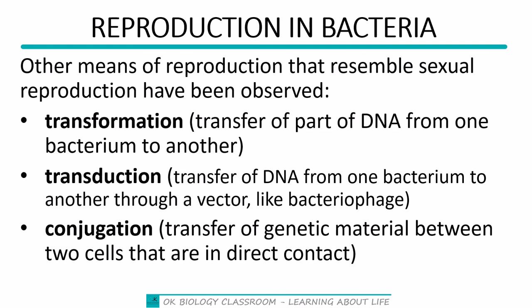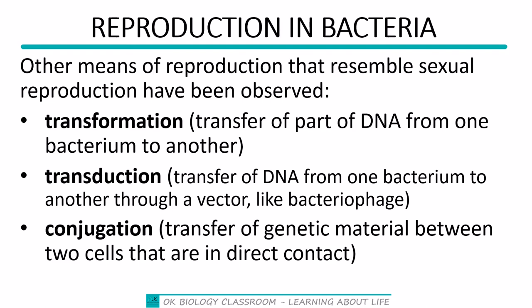And then there is conjugation, that involves transfer of genetic material between two cells that are in direct contact. So one cell, another cell, DNA from one cell is transferred into the other cell. Right, so that is conjugation. So these are what we have for reproduction in bacteria.